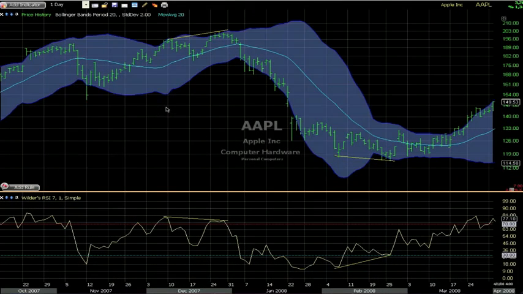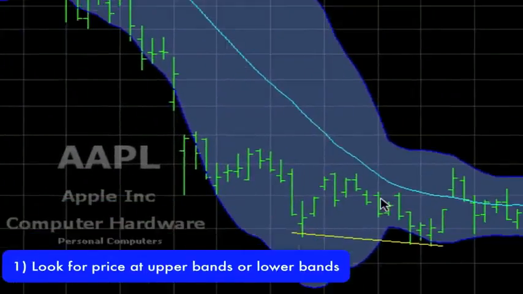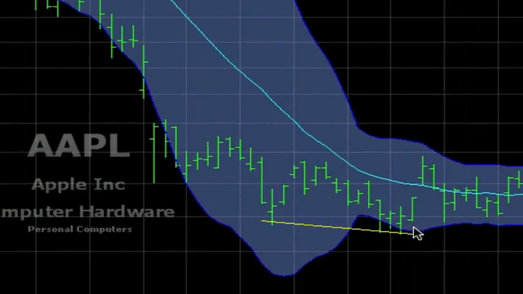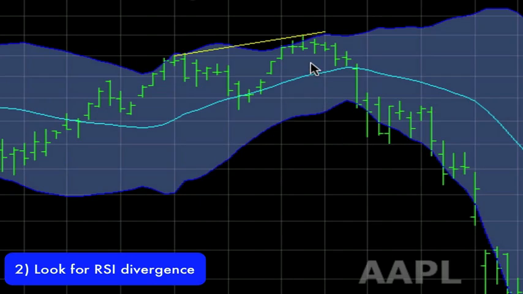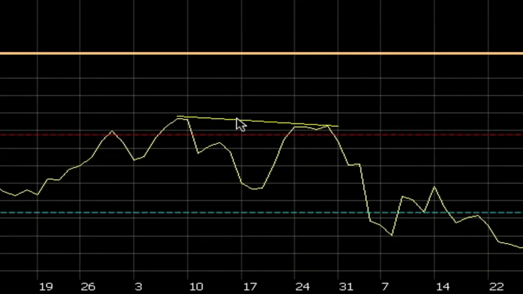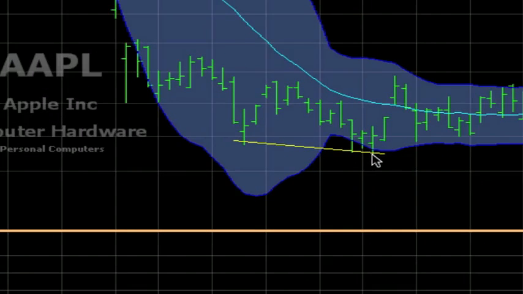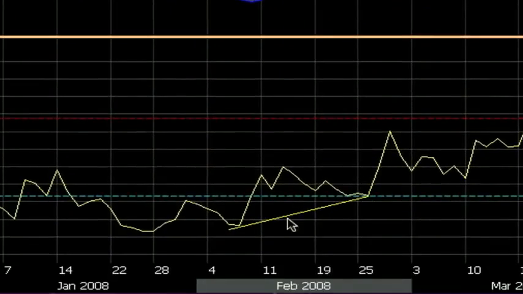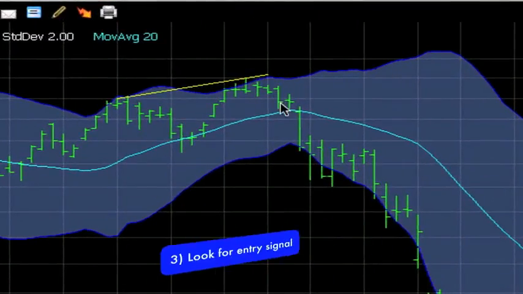Here's a Bollinger Band setup combined with RSI. First, I'll be looking at price at the upper Bollinger Band or at the lower Bollinger Band. Second, I'll be looking at RSI divergence. Price making a higher high while RSI makes a lower high. Here price is making a lower low while RSI makes a higher low. Third, I'll be looking for the signal.